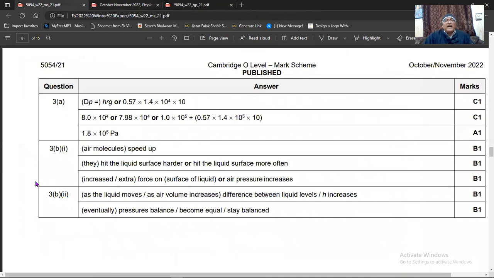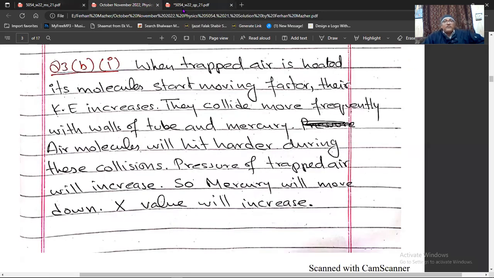Air molecules speed up and they hit the liquid surface harder or hit the liquid surface more often. Increased extra force on the surface of the liquid, or air pressure increases. So I hope you understand.